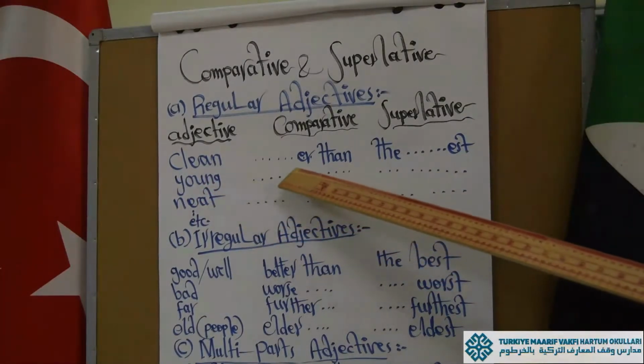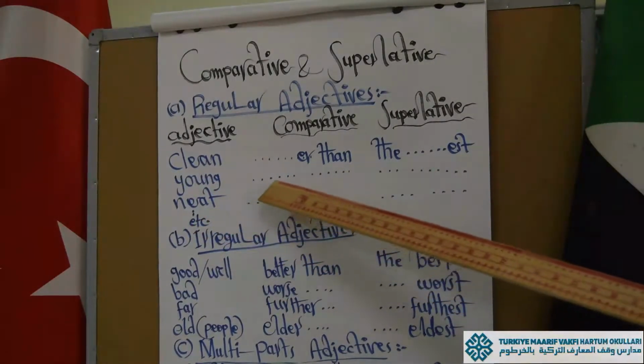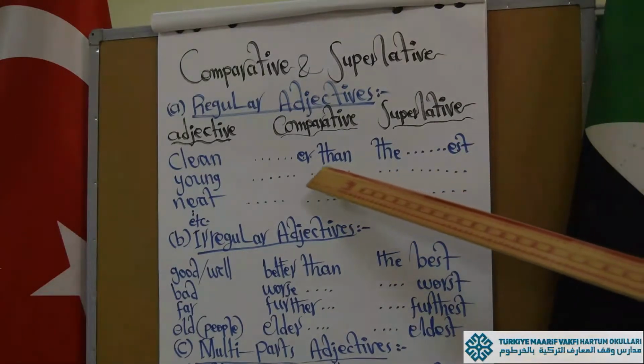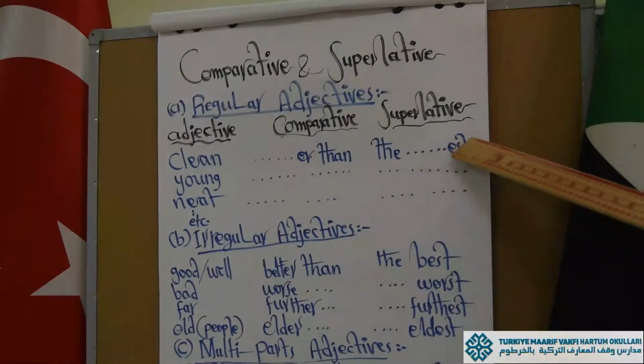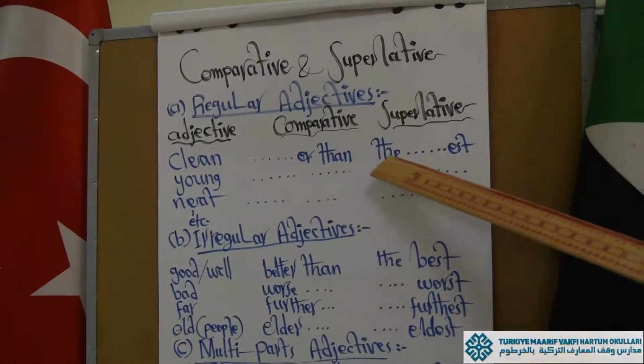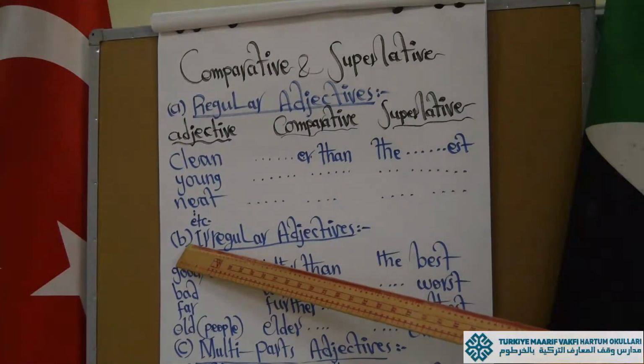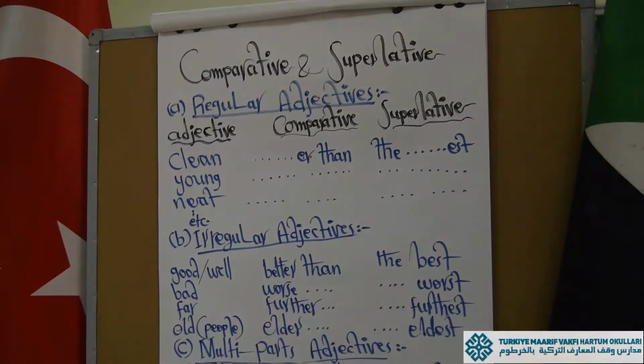So young, younger than the youngest, neater than the neatest. That's why they all agree: er at the end, est at the end, than and the. Don't forget to deal with them. These kinds of adjectives, we call them regular adjectives. Let's go ahead. Number B, which is the other group of adjectives, is another class.